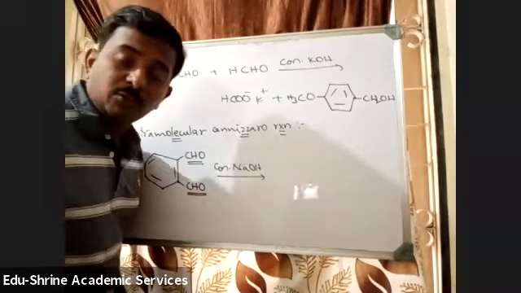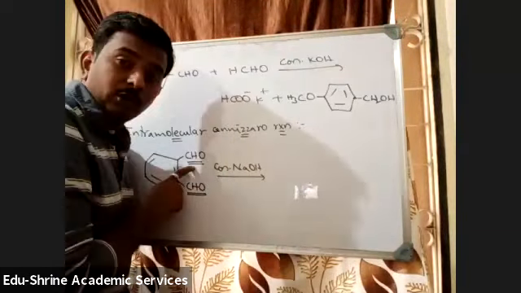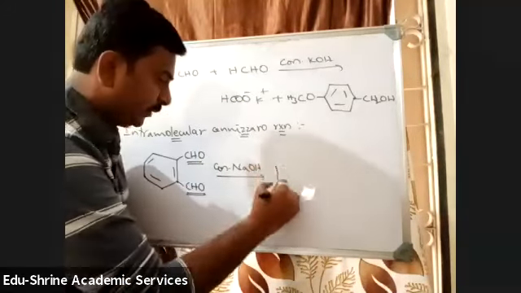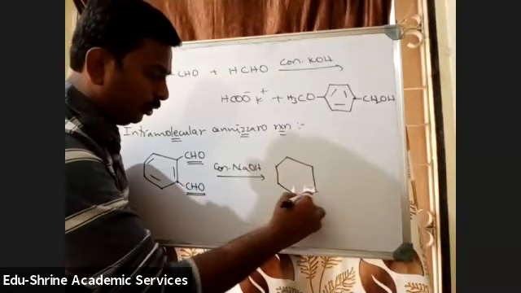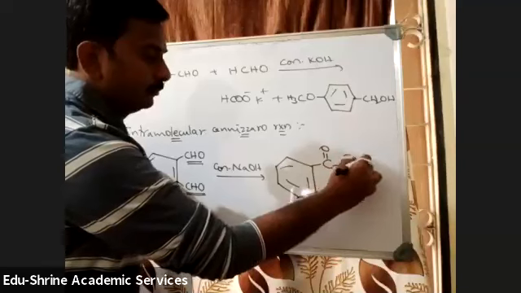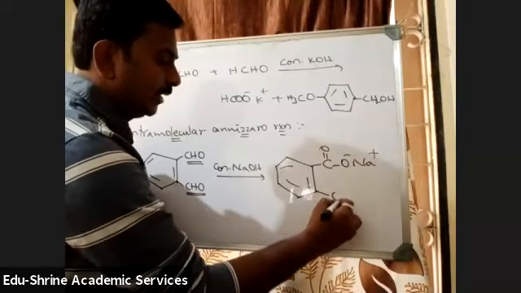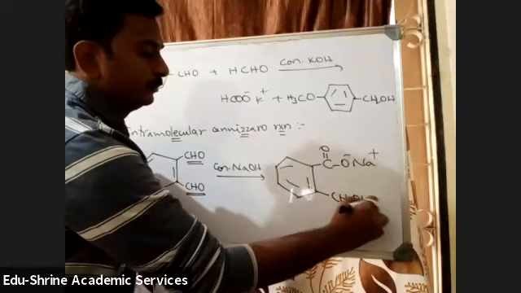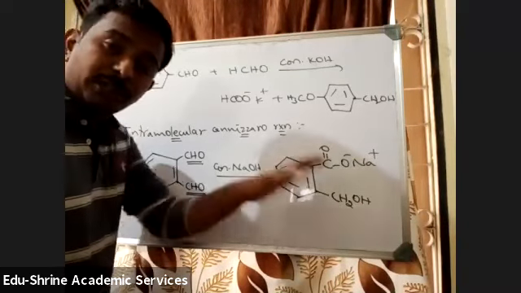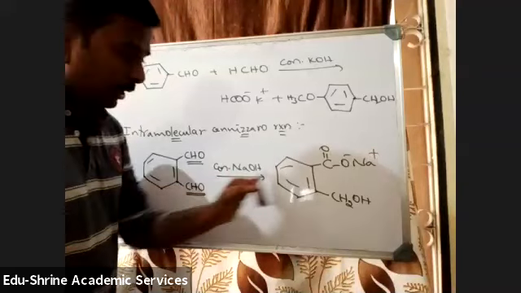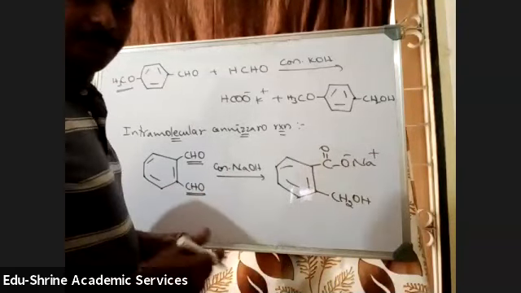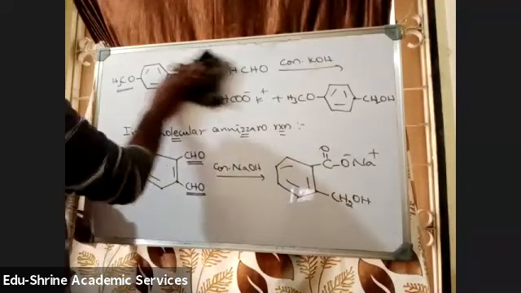So in a Cannizzaro reaction, what happens? One molecule will undergo oxidation, one will undergo reduction. Very simple. From one CHO you will get the oxidized product, and from another aldehyde you will get the reduced product. If there were two molecules, you would get two products. Within the molecule, one will be oxidized, one will be reduced. In the same way.